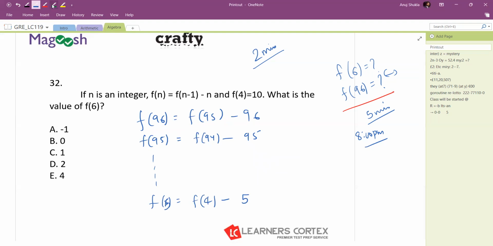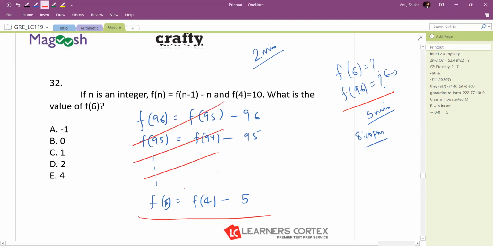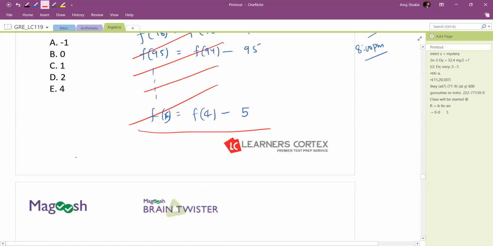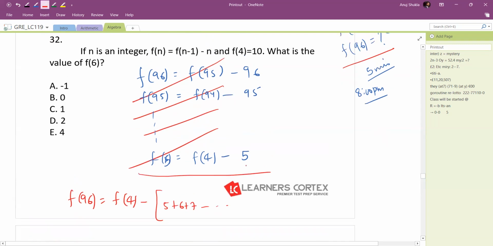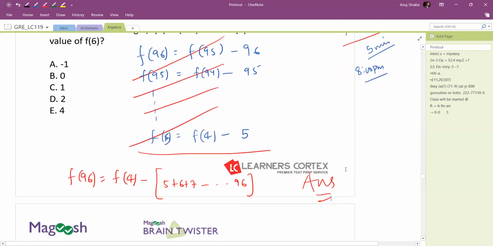So how it will go is, when you add all these equations, this thing will get cancelled, like this thing will get cancelled, and then f5 will get cancelled. What will be left? The left thing is f of 96 is equal to f of 4 minus, taking common, 5 plus 6 plus 7 till 96. And this will be your answer.